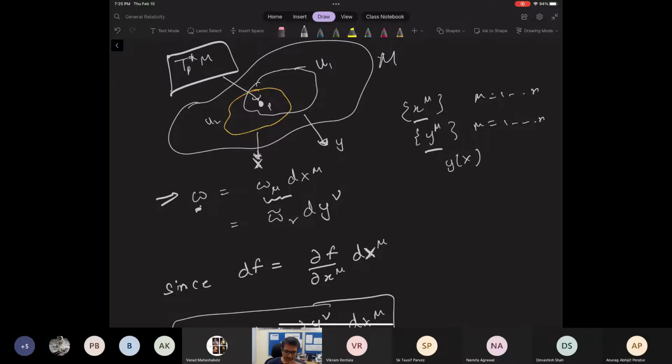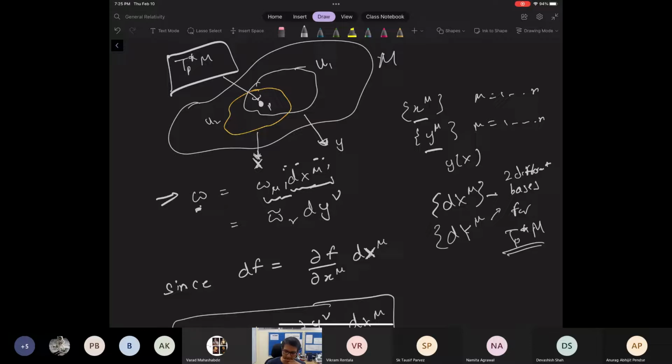I can expand it either in a dual basis which uses the X coordinates, that is, a dual basis consisting of dx mu's, or equivalently, I could use a different basis which I can define as dy mu's. This is a different basis for the same vector space. It's exactly the same dual vector space at the point P. These are two different bases for the same vector space TP star M. So the set of all dx mu and the set of all dy mu form two different bases for all of TP star M.